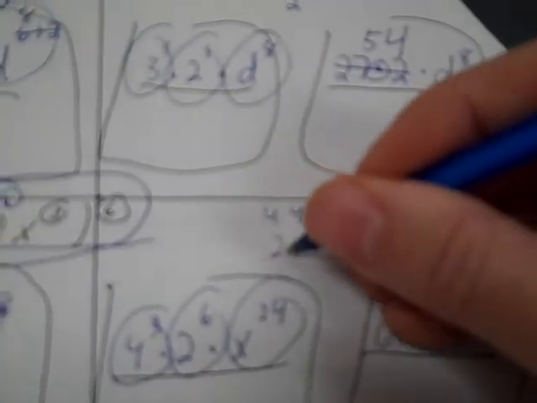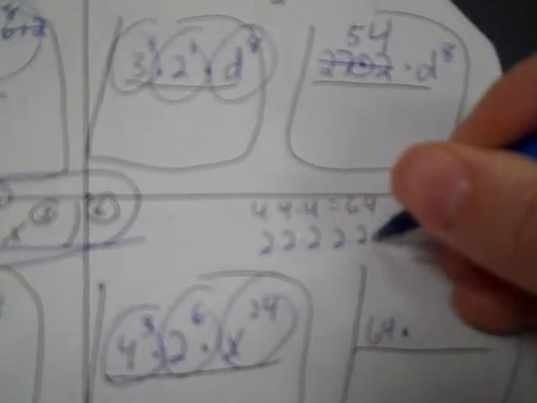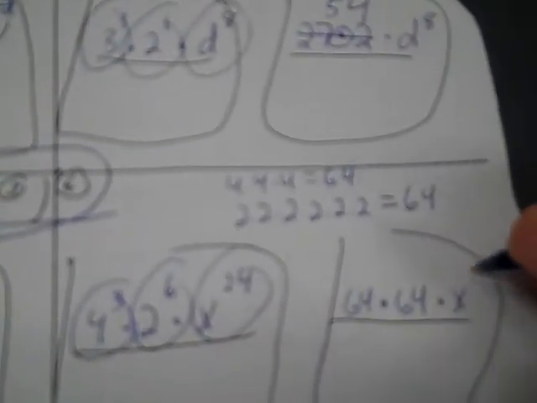You don't really switch anything until you get about halfway through the test. So 4 to the 3rd is 4 times 4 times 4, and that equals 64. So this is replaced with 64. 2 to the 6th, 2 times 2 times 2 times 2 times 2 times 2. And that's also 64. So we replace that with 64. And then x to the power of 24. Now again, these two factors have a multiplication sign, so please multiply 64 times 64. 4,096.